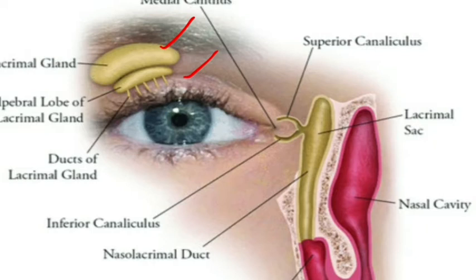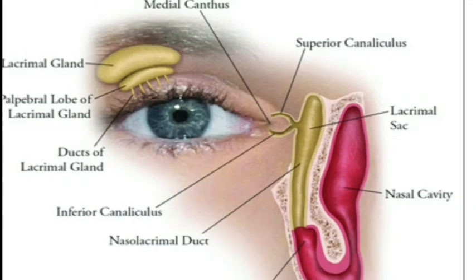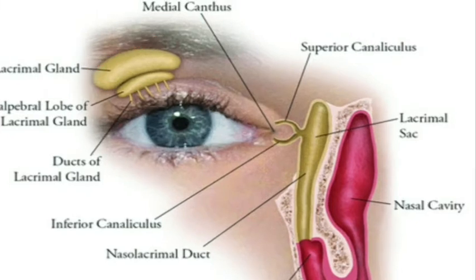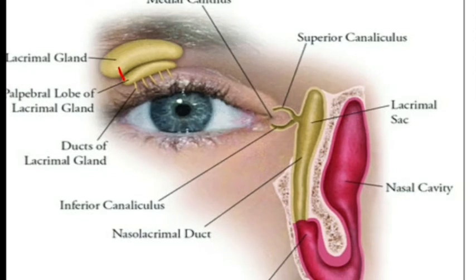So where exactly is it located? It is situated in the outer part of the orbital plate of the frontal bone. This place is also called the fossa for lacrimal gland. Remember, it is called the fossa for lacrimal gland. The main lacrimal gland has two surfaces, the superior convex surface and the inferior concave surface. It has numerous ducts which will open into the superior fornix.